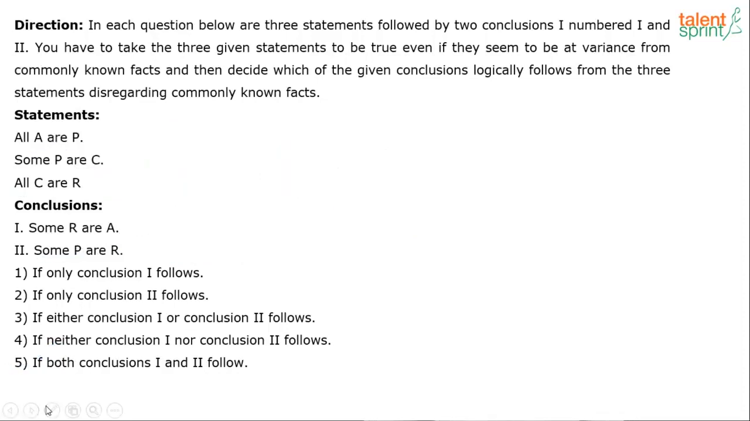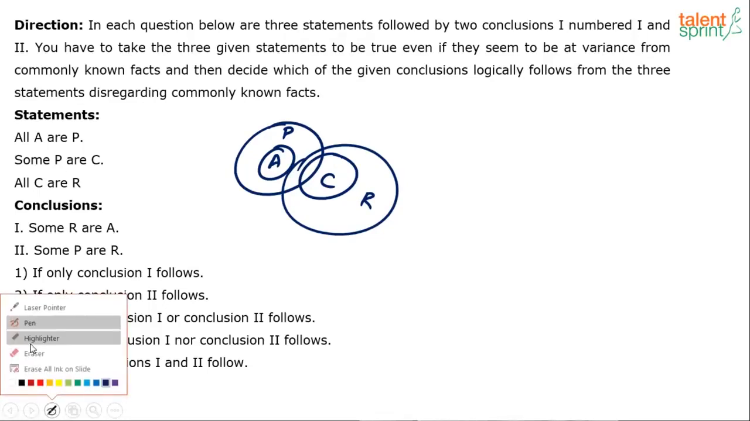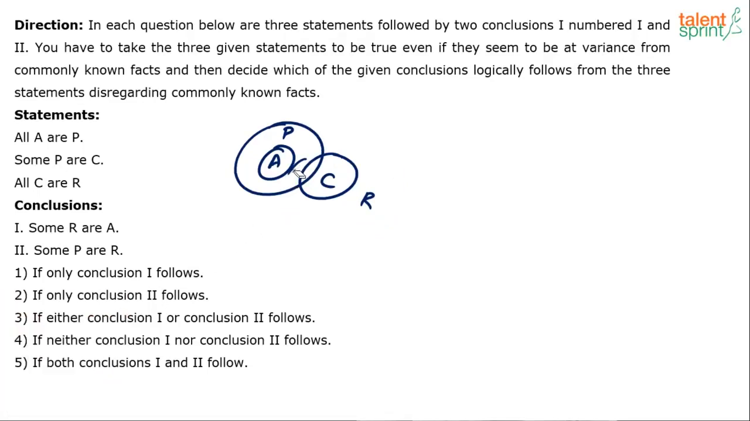And here's the last one. All A's are P. Some P's are C. All C's are R. Remember, this R is not touching A. In the diagram, it looks like it is touching A, but actually R is not touching A. Let me redraw it.